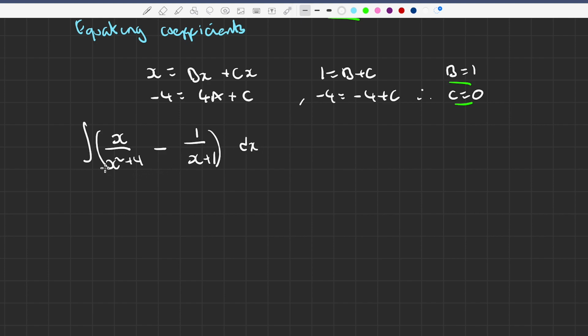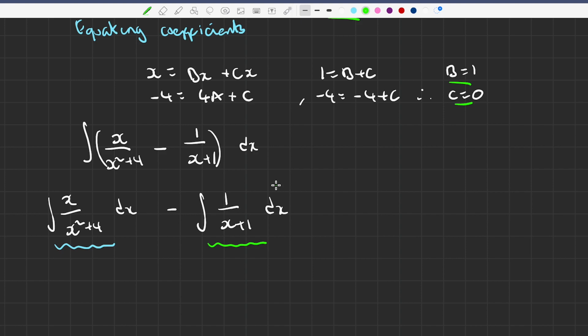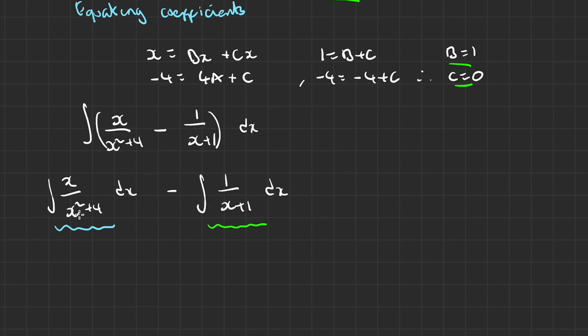And like we did last time, I'm going to split this integral up. So we've got the integral of x over x squared plus 4 with respect to x, minus the integral of 1 over x plus 1 with respect to x. We'll evaluate this one in blue and this one in green. Okay, so like we did a few minutes ago, for this integral, we can use the reverse chain rule because the derivative of x squared is x. So all we need to do is scale it.